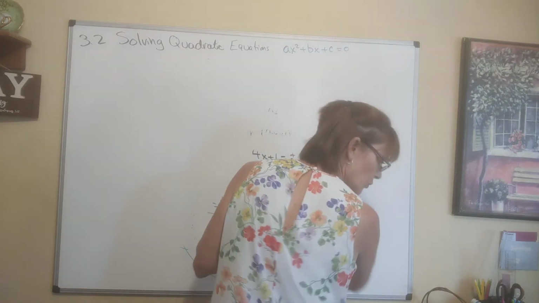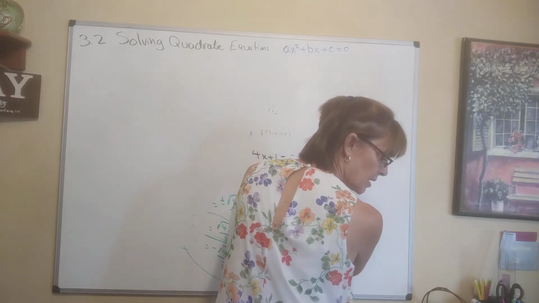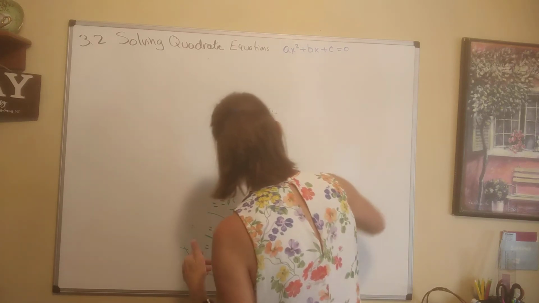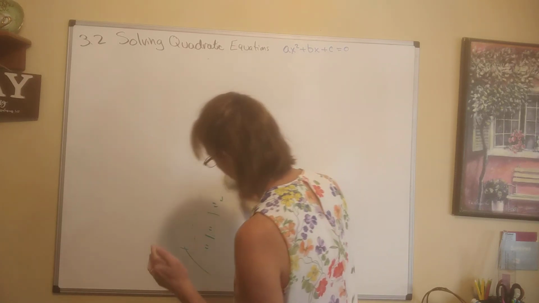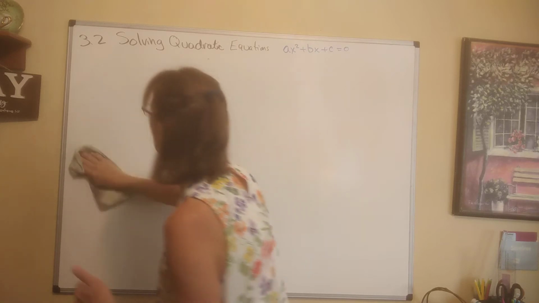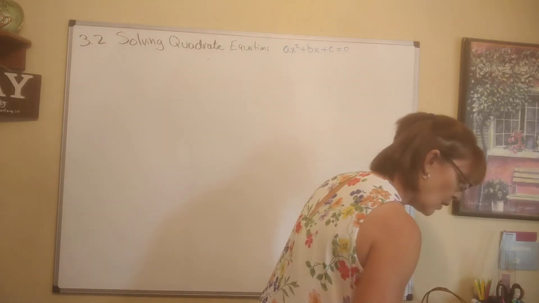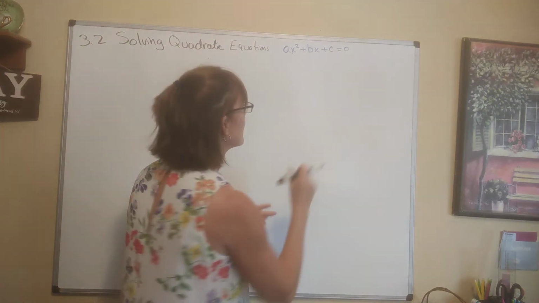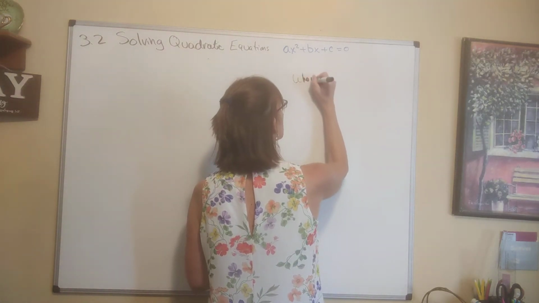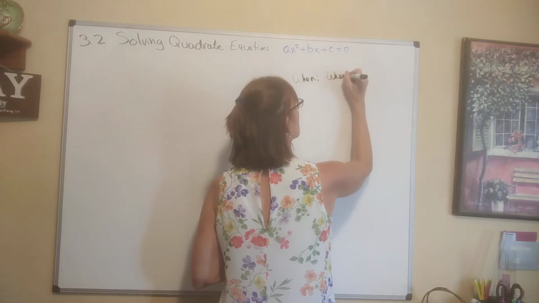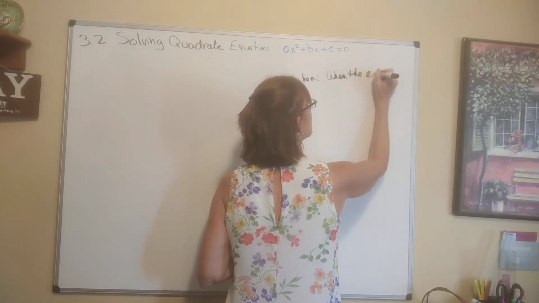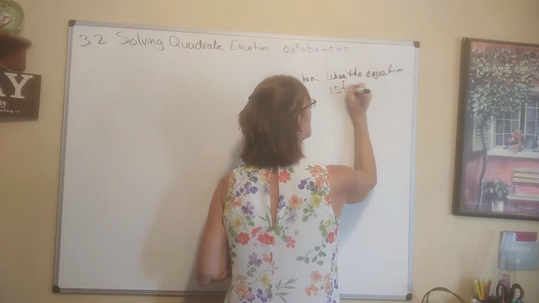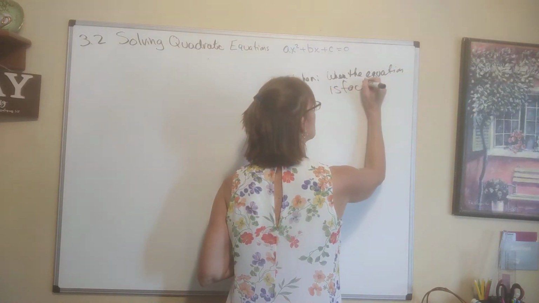So the next one, the instructions say we're going to look at the how and the when. Okay, so when do we use the method of factoring to solve a quadratic equation? Well, we use this when the equation is factorable with whole numbers. So I said something funny, factorable with whole numbers.